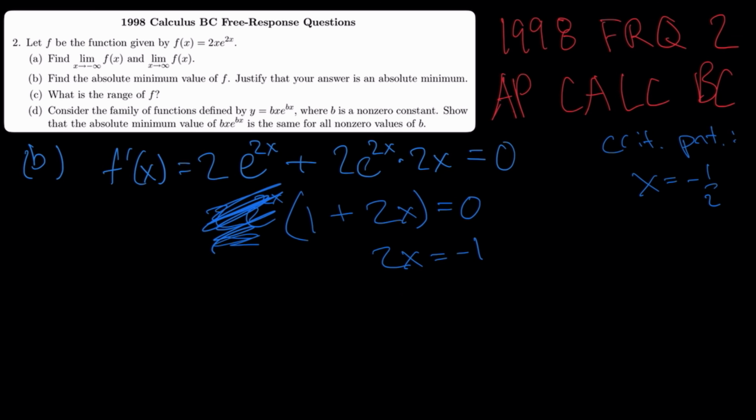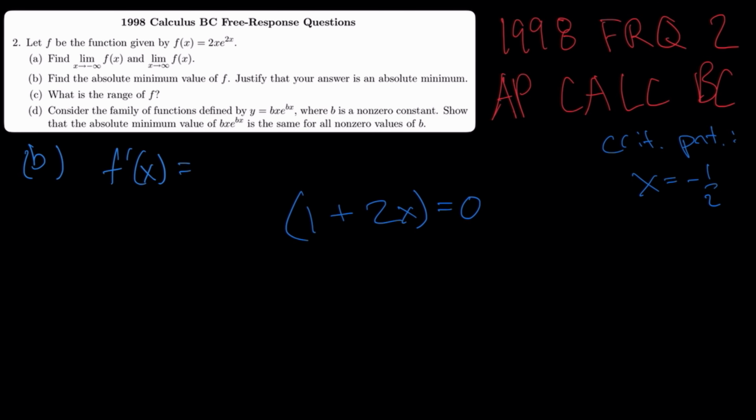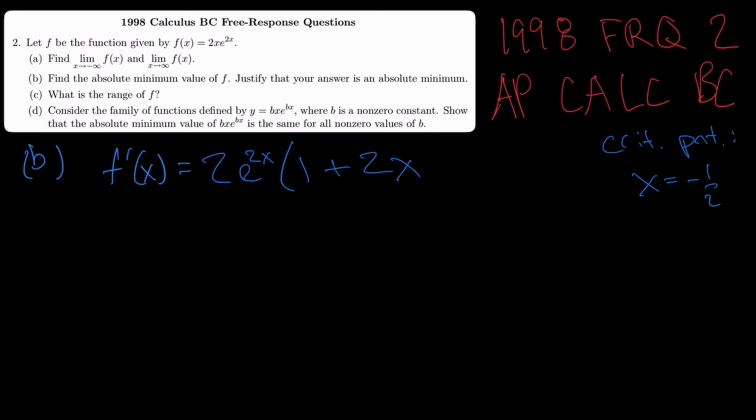And now as I erase all of this, I will rewrite the derivative of f like I did when I was solving for x, because I think that's just easier to look at. That would be 2 e to the 2x times 1 plus 2x. So we have one critical point. Now, provided f prime is negative for all x before that and positive for all x after that, then we know that we have an absolute minimum at x equals negative 1/2.